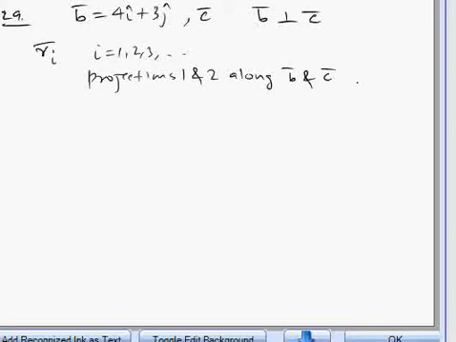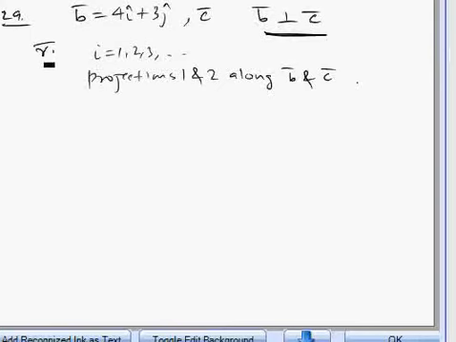Now question 29. In question number 29, vector b is given on the xy plane, that is 4i plus 3j, and there is another vector given, that is vector c, and it is mentioned that both are in the xy plane. Now this vector c is perpendicular to vector b.